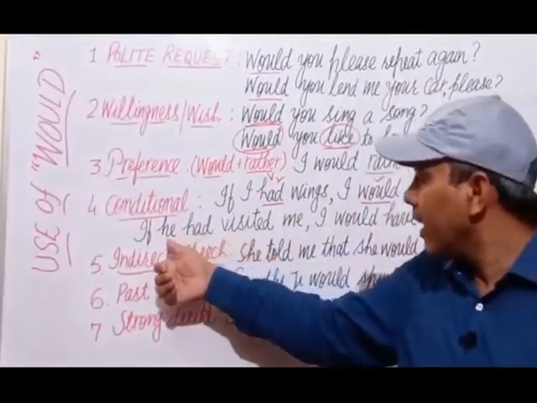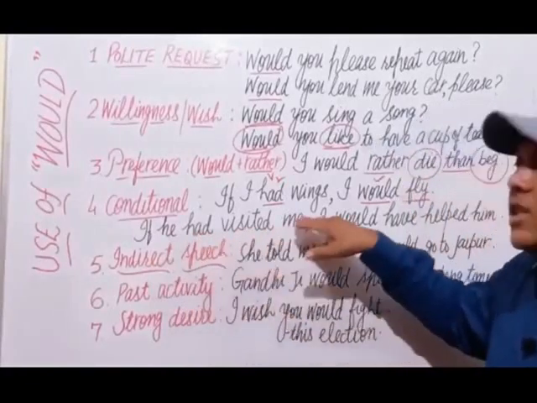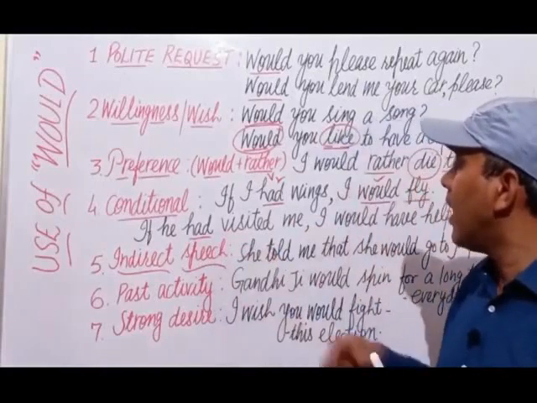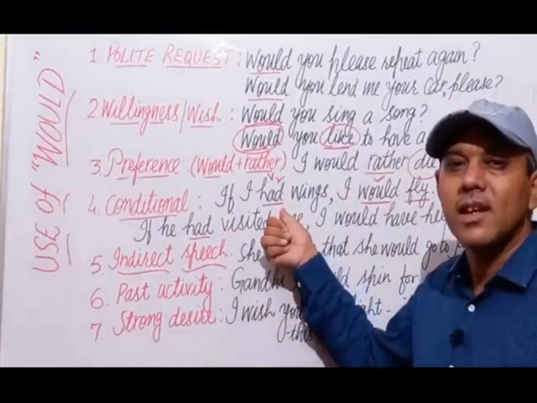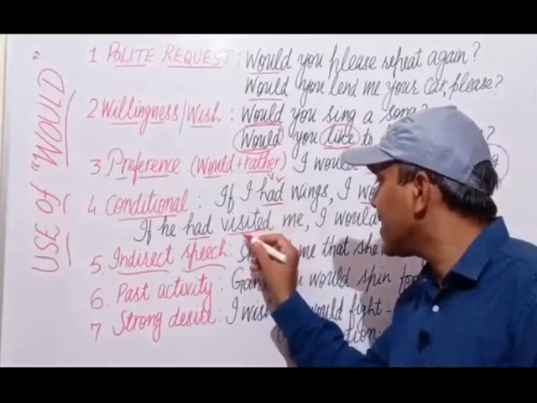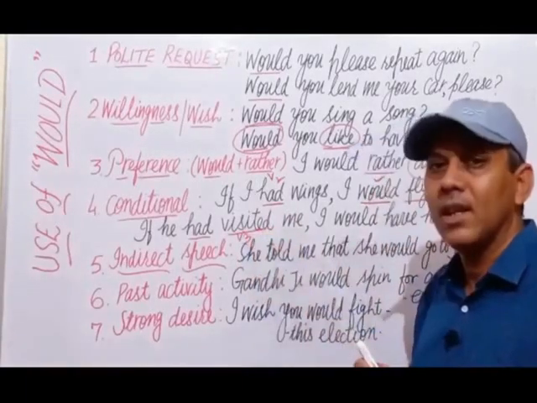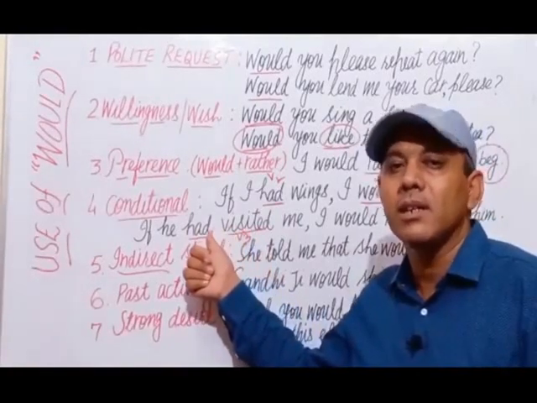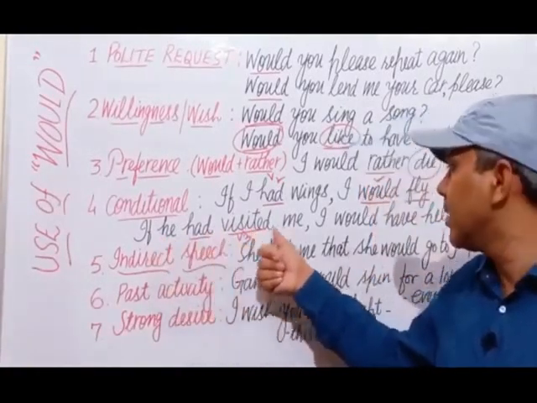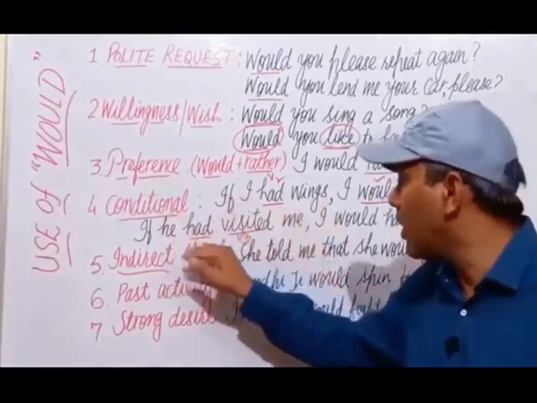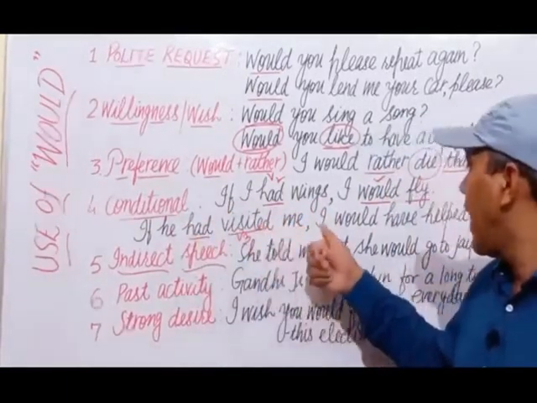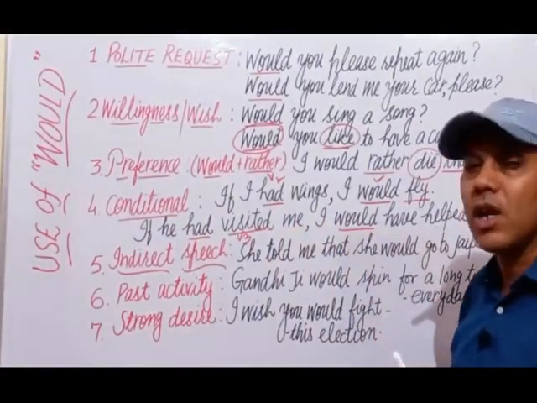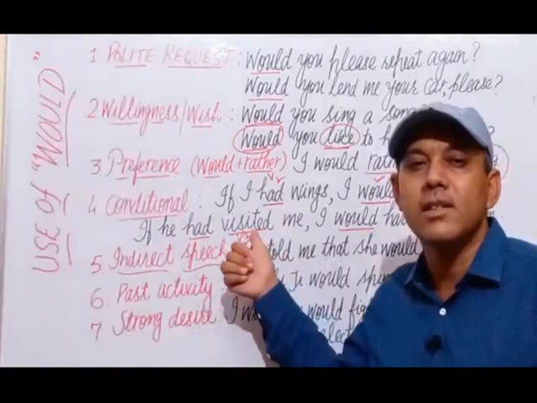Next is, if he had visited me. Here this had is not a main verb as in the previous sentence, because here visited is the main verb, V3. It means it has been used as a helping verb here. If he had visited me, this is one clause of this sentence. I would have helped him. This is the structure of a third conditional sentence.